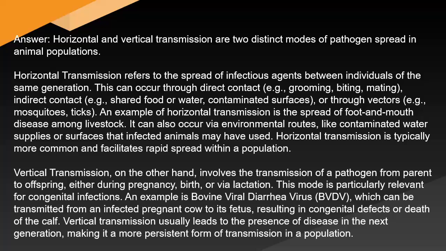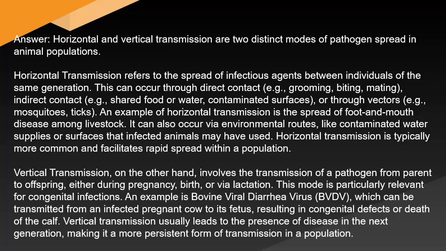Horizontal transmission is typically more common and facilitates rapid spread within a population. Vertical transmission, on the other hand, involves the transmission of a pathogen from parent to offspring, either during pregnancy, birth, or via lactation. This mode is particularly relevant for congenital infections. An example is bovine viral diarrhea virus (BVDV), which can be transmitted from an infected pregnant cow to its fetus, resulting in congenital defects or death of the calf.